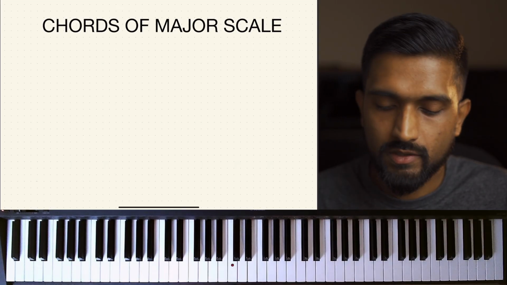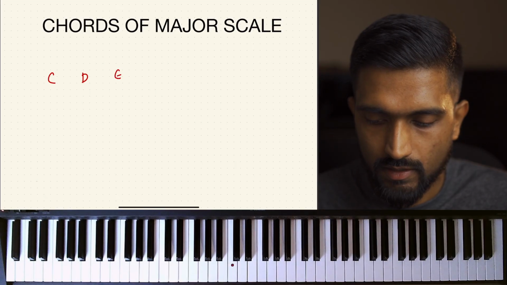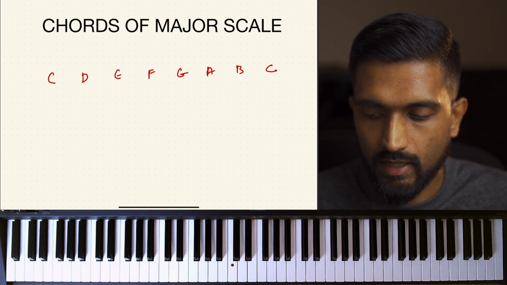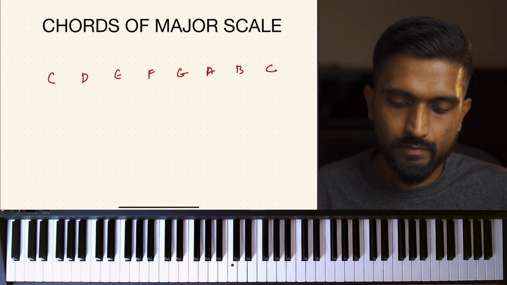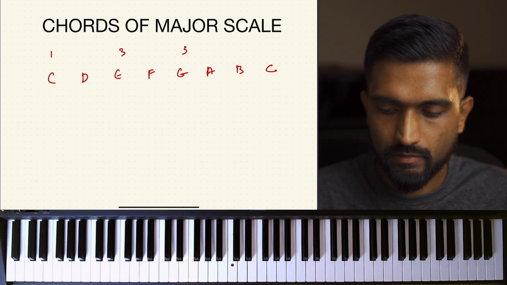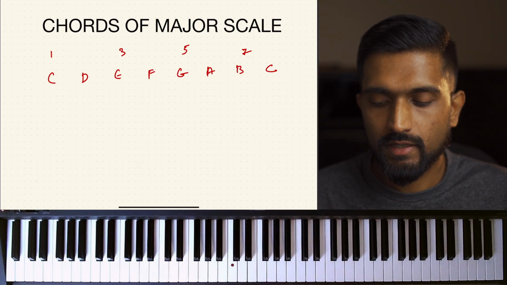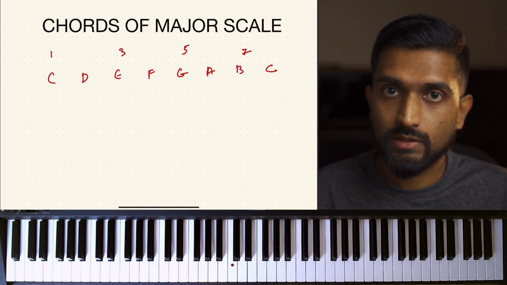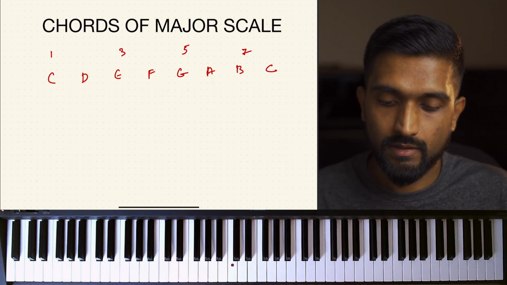Let's start with the C major scale. I'm going to write down the scale: C, D, E, F, G, A, B, and lastly C. Now, how do you derive these chords? It's very simple. I'll just number the notes: 1, 3, 5, and 7. Now, we can derive chords from every single note of the major scale. There are 7 notes in the major scale, so you can derive 7 different unique chords from every scale.